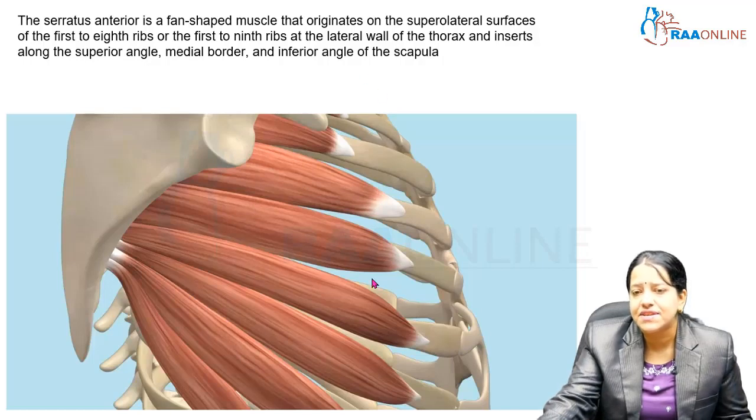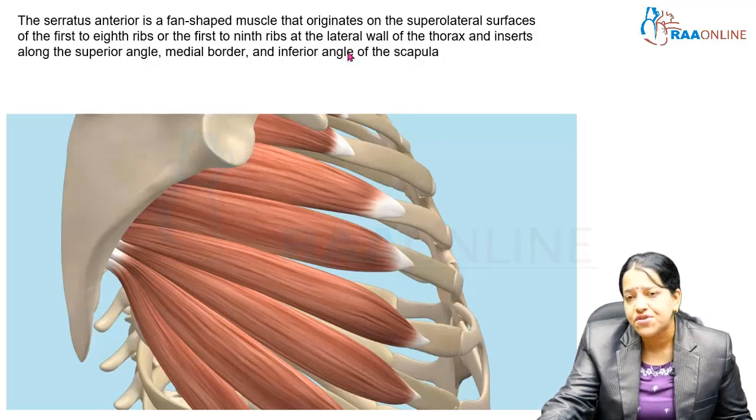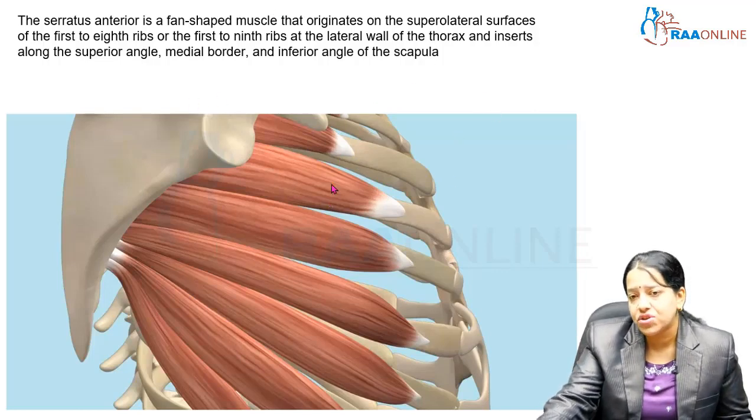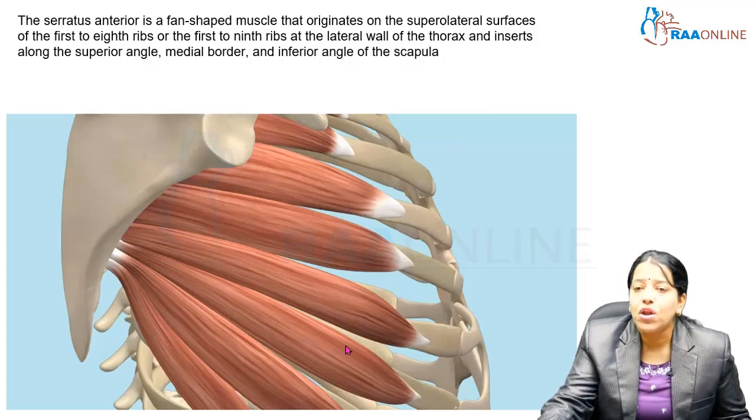You can see it is taking origin from so many ribs. It is actually the first 8 ribs or up to the first 9 ribs. It has digitated origin. It digitates, it's like digits. So it is taking origin from the first 8 to 9 ribs, and the lateral wall of the thorax.